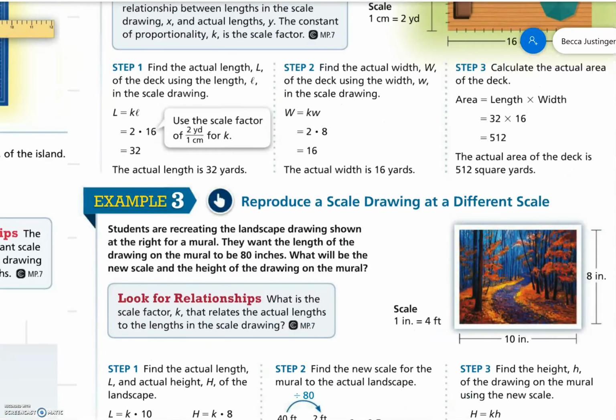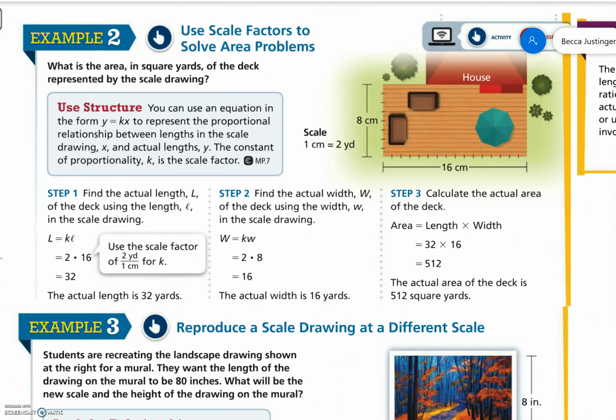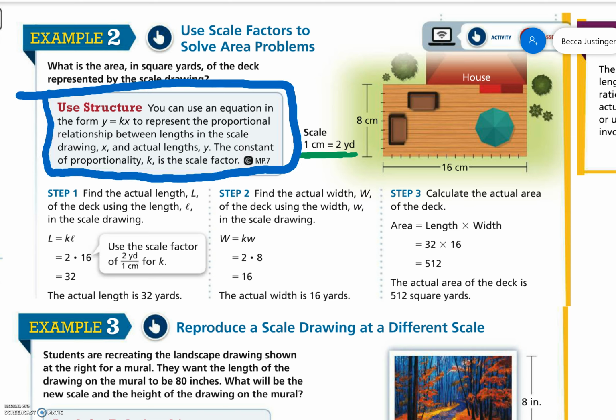Example number 2. Use scale factors to solve area problems. What is the area in square yards of the deck represented by the scale drawing? So here's our scale, and we need to find area. So we're going to find the actual length and the actual width. So first, we can use an equation. This is what this box is telling us about. You can use the equation or you can use the proportional reasoning.